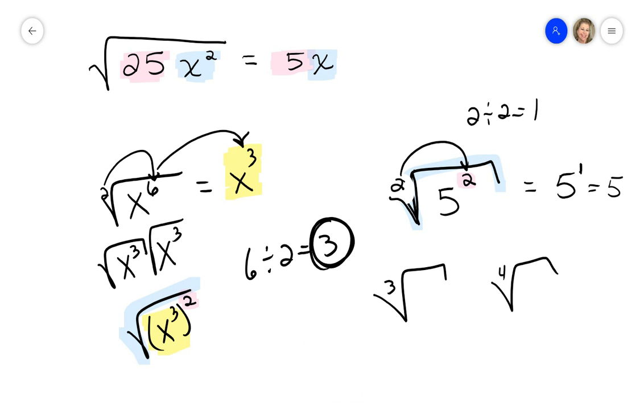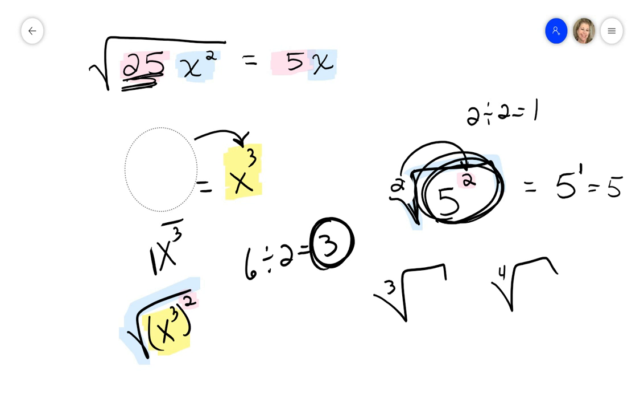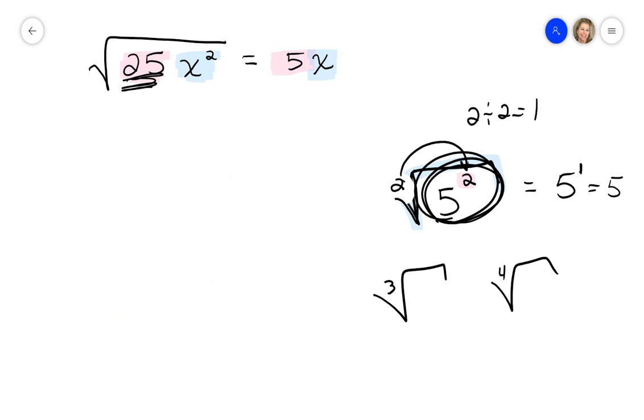This trick only works on exponents. It doesn't work on these guys unless I suppose you rewrote it like this, which most people don't do. They just remember the list of perfect squares that I had written out in my first video. So, and this trick will work on cubes also. If I had the cubed root of, let's say, x to the 12th, that's going to end up being x to the 4th. 12 divided by 3 is 4.